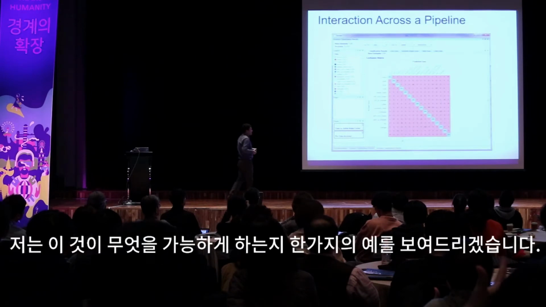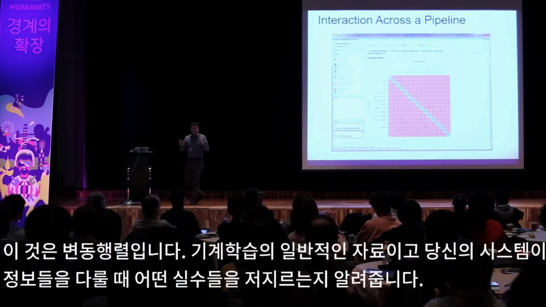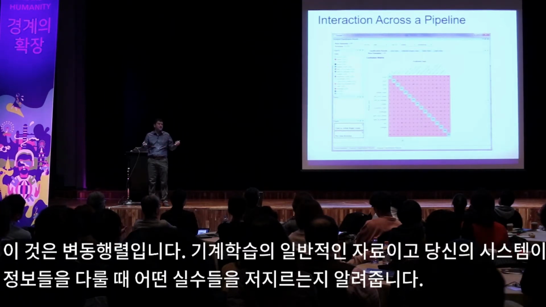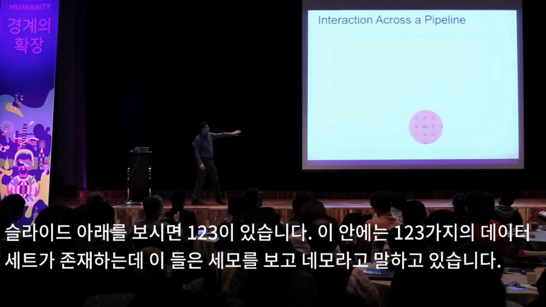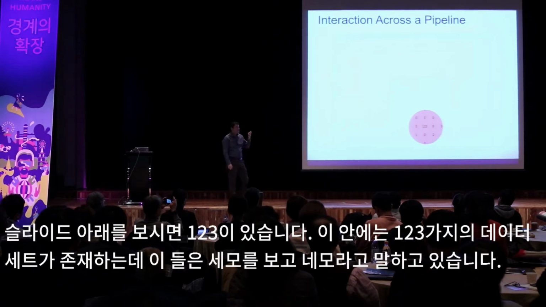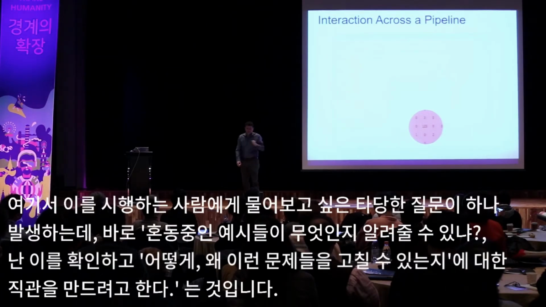And so let me give you one example of what that enables. This is a confusion matrix. It's a common visualization in machine learning. It tells you how your system is currently confused, what kinds of mistakes it is making when it encounters your data. There is a 123 down here. This means there are 123 cases in the data set where it is saying that something is a square when it's actually a triangle. This is a gesture recognition problem.